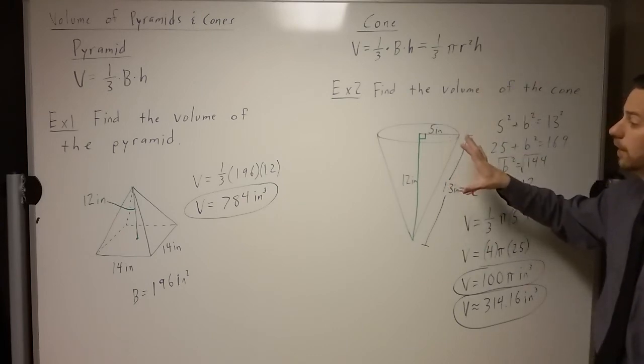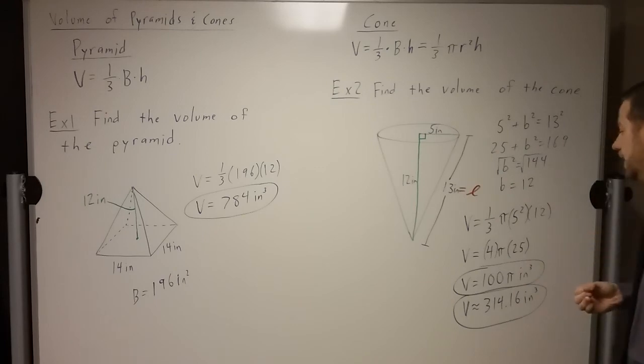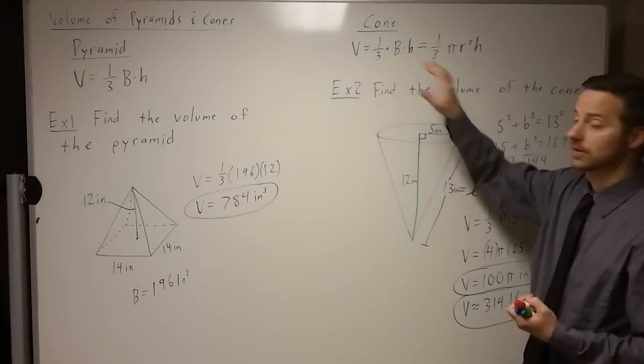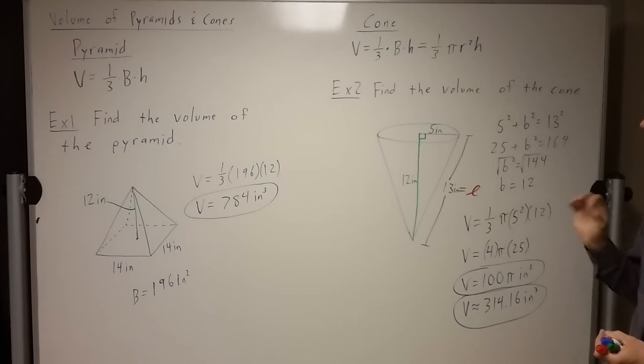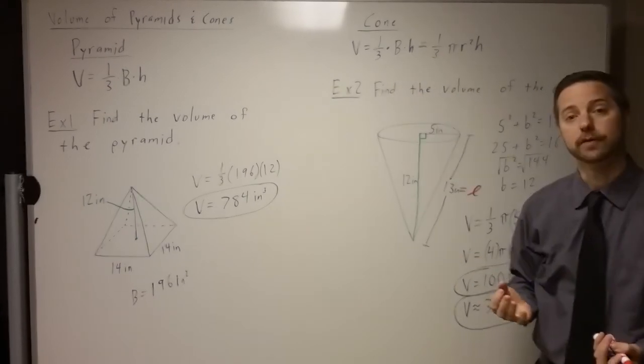So in both of these, remember, we're after the height, the regular height, not the slant height like we did with surface area. And we want to figure out volume, which is, in both cases, 1/3 times the area of the base times the height. So the big change from prisms and cylinders is we stuck a 1/3 in front of it.